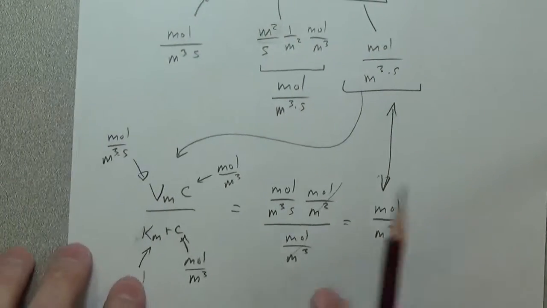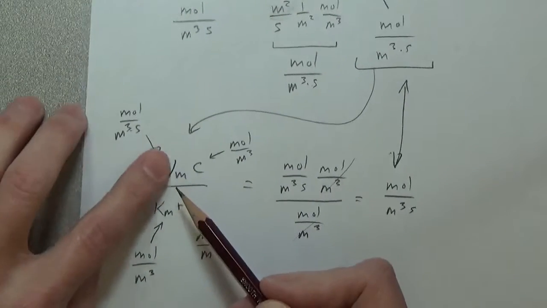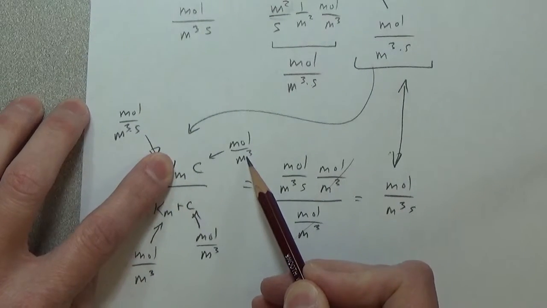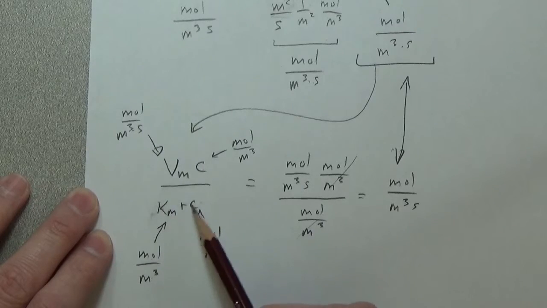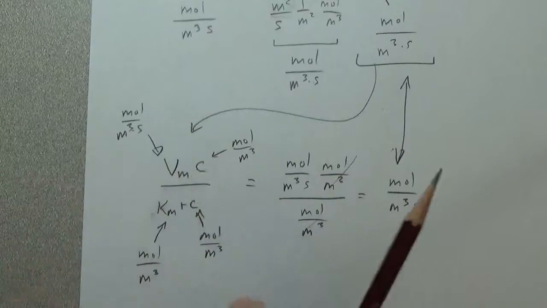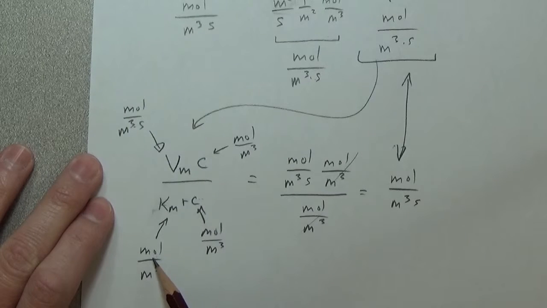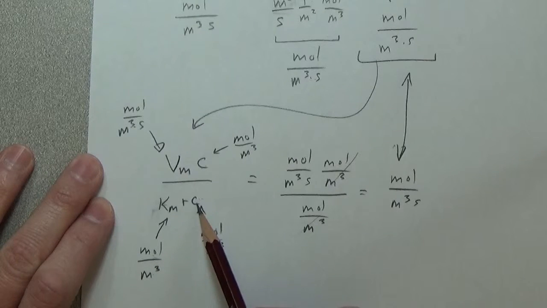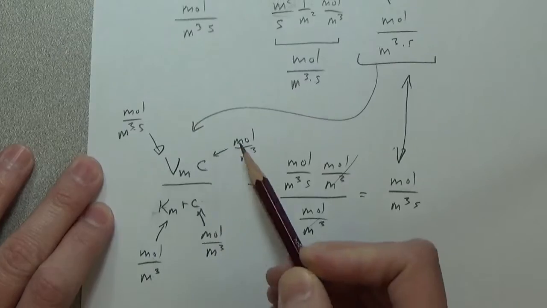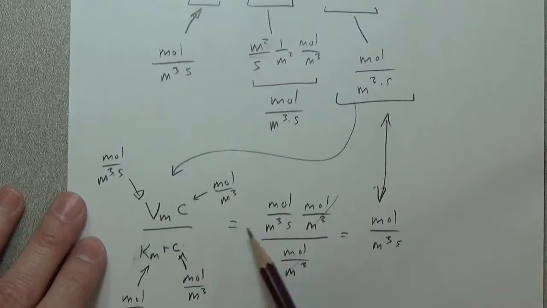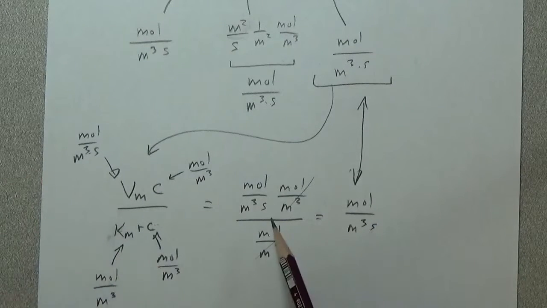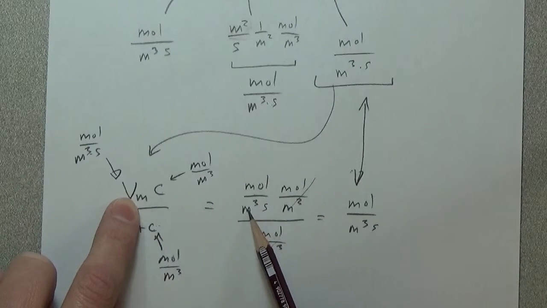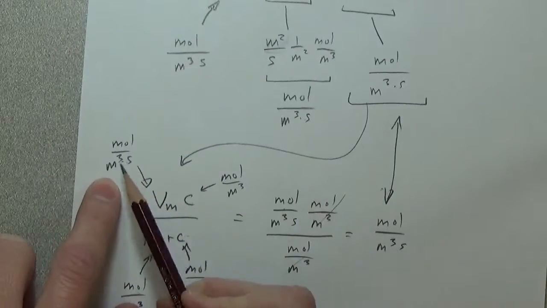Well, if you look at this, Vm, let's not talk about that, C is mole per meter cubed, Km is mole per meter cubed, C is mole per meter cubed. When you add terms together, those terms have to have the same units. So that's how we know this has to be mole per meter cubed, because it has to have the same units as the concentration. And then in order for us to turn this entire unit into mole per meter cubed second, that means that Vm must be mole per meter cubed second here.